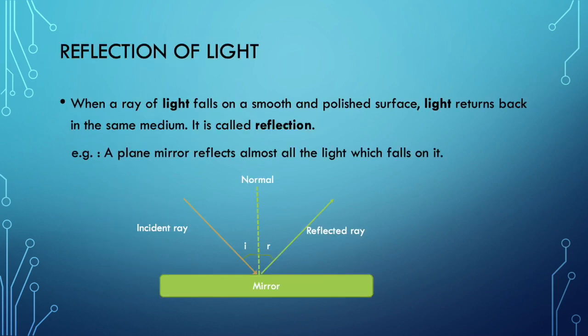Reflection of light. When a ray of light falls on a smooth and polished surface, for example a mirror, light returns back in the same medium. This is called reflection. Now let me explain this diagram.